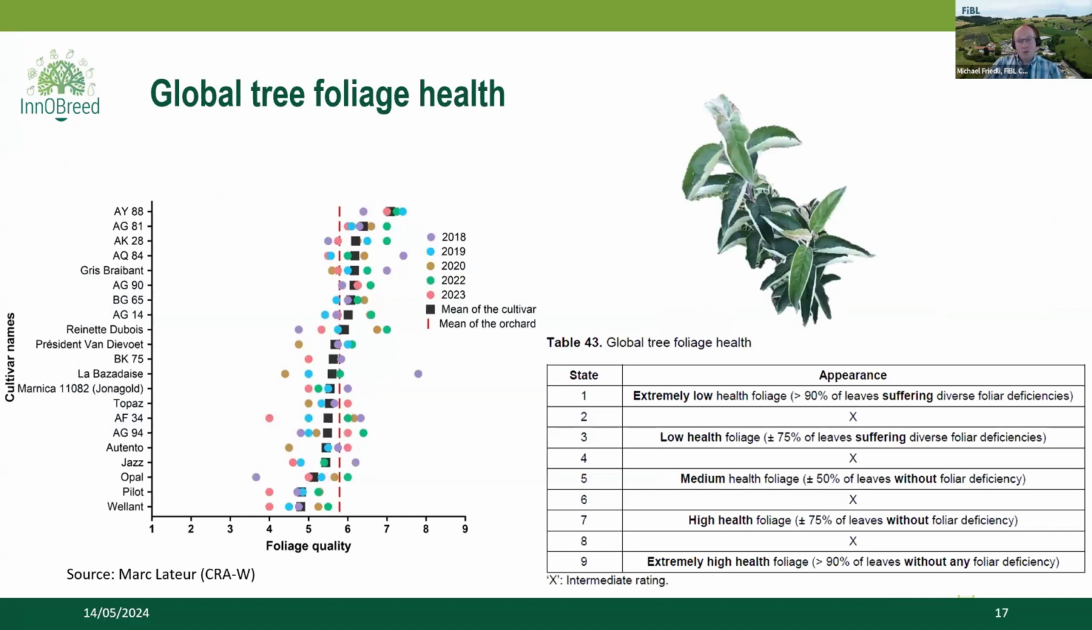Yes, what I also wanted to mention is the global tree foliage health. This is a slide that I got from Mark Lutter. He already said some words about it before, and in my opinion, this is quite an important assessment. It's a combination of disease tolerance, but also robustness and nutrient uptake efficiency. So this can be, in my point of view, more important than just one single resistance for maybe one disease.